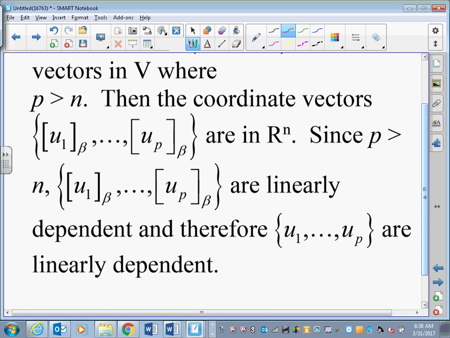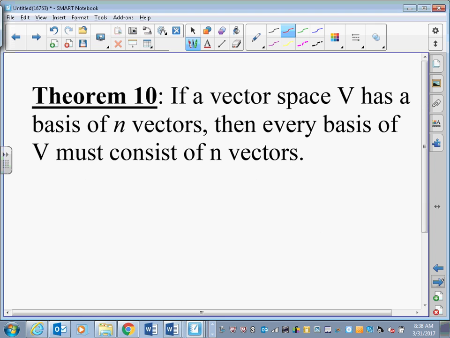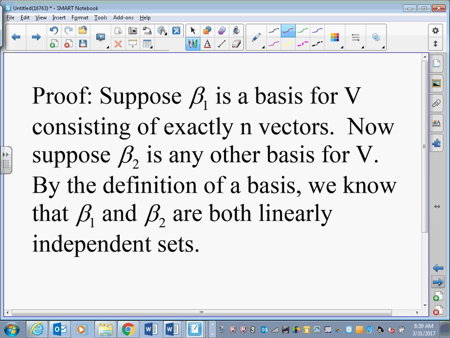All right, so there's the proof. If a vector space has a basis of n vectors, then every basis of V must consist of n vectors. Okay, so we're going to do some hard stuff at the very end of this chapter. We have to know how to add and subtract. All we're going to be doing at the end is adding and subtracting.